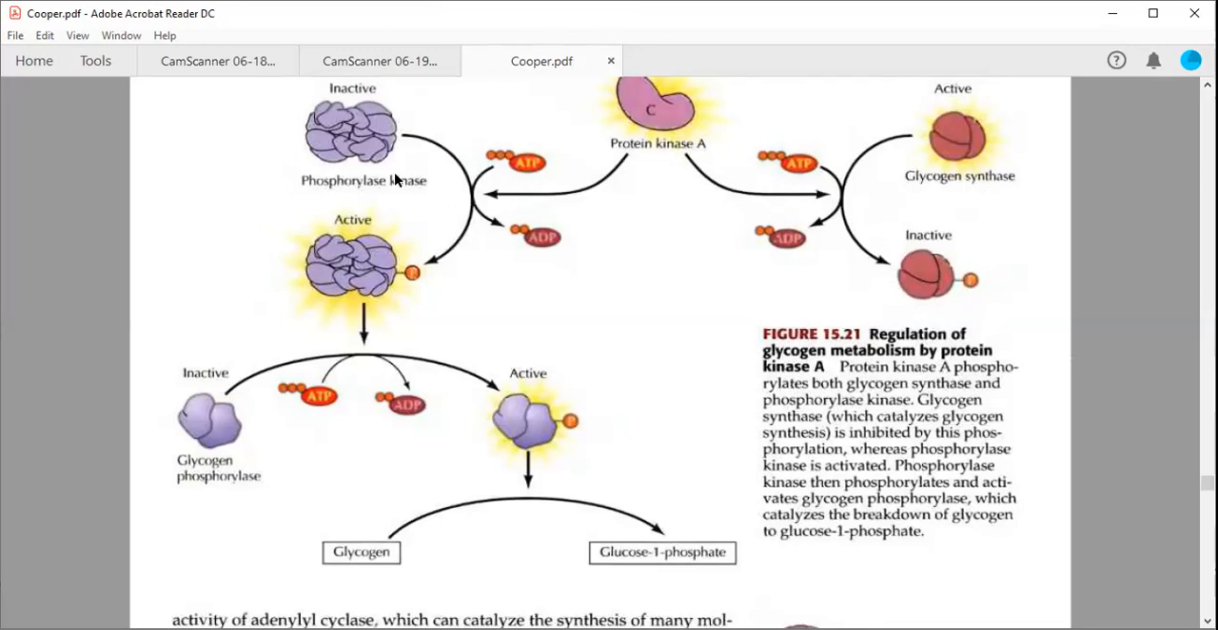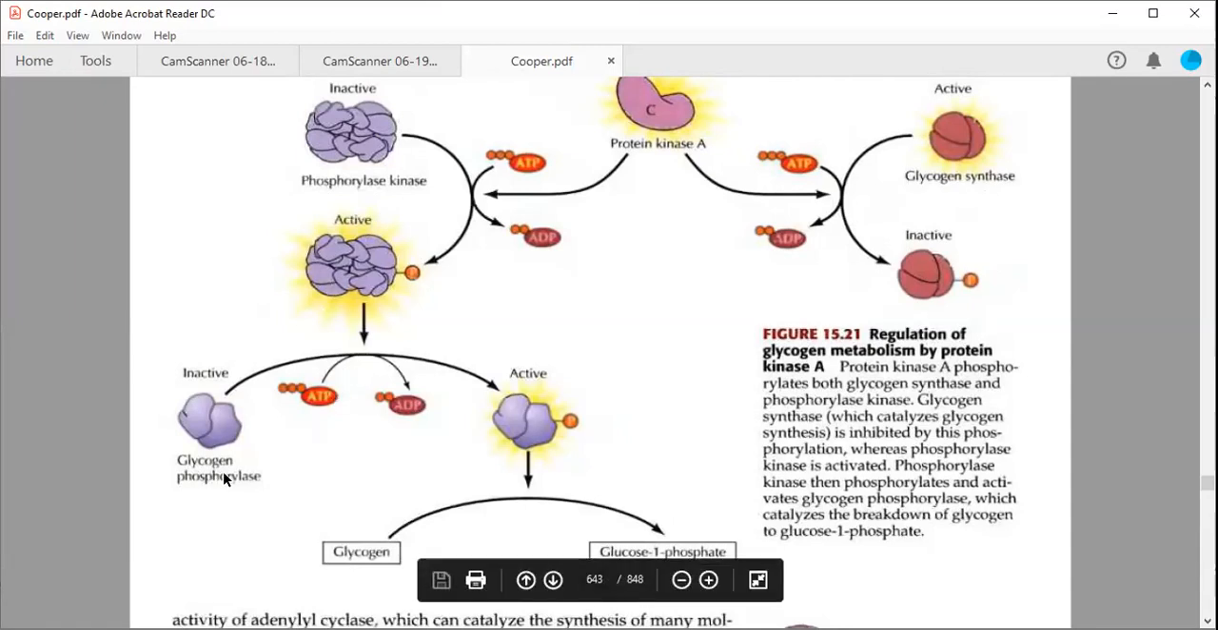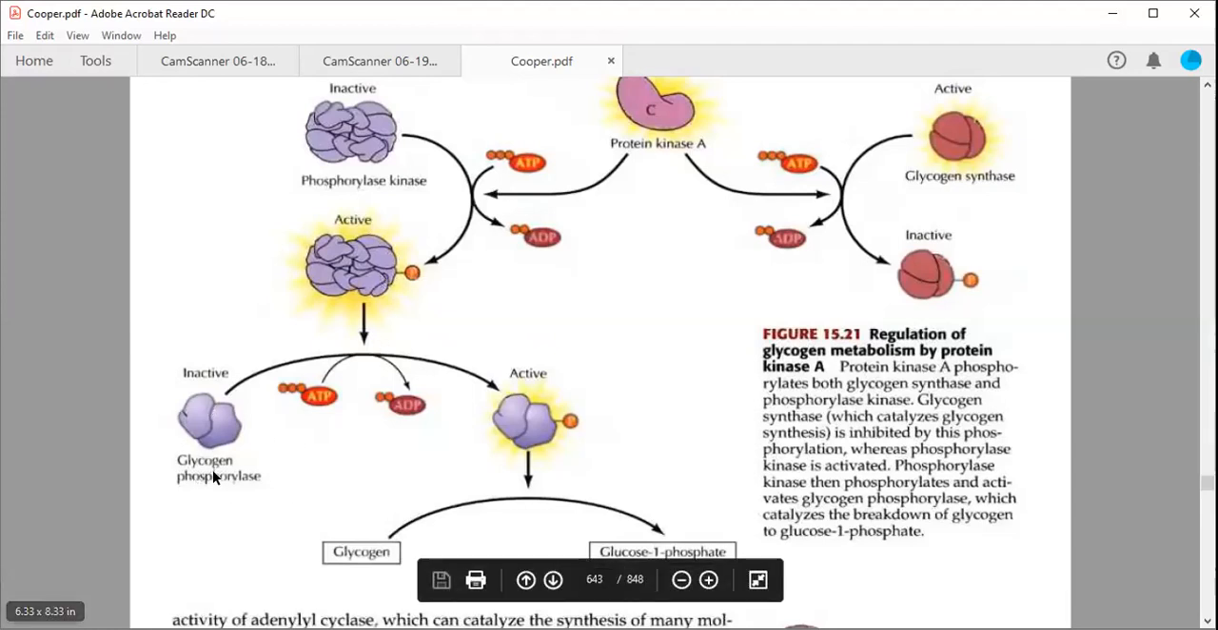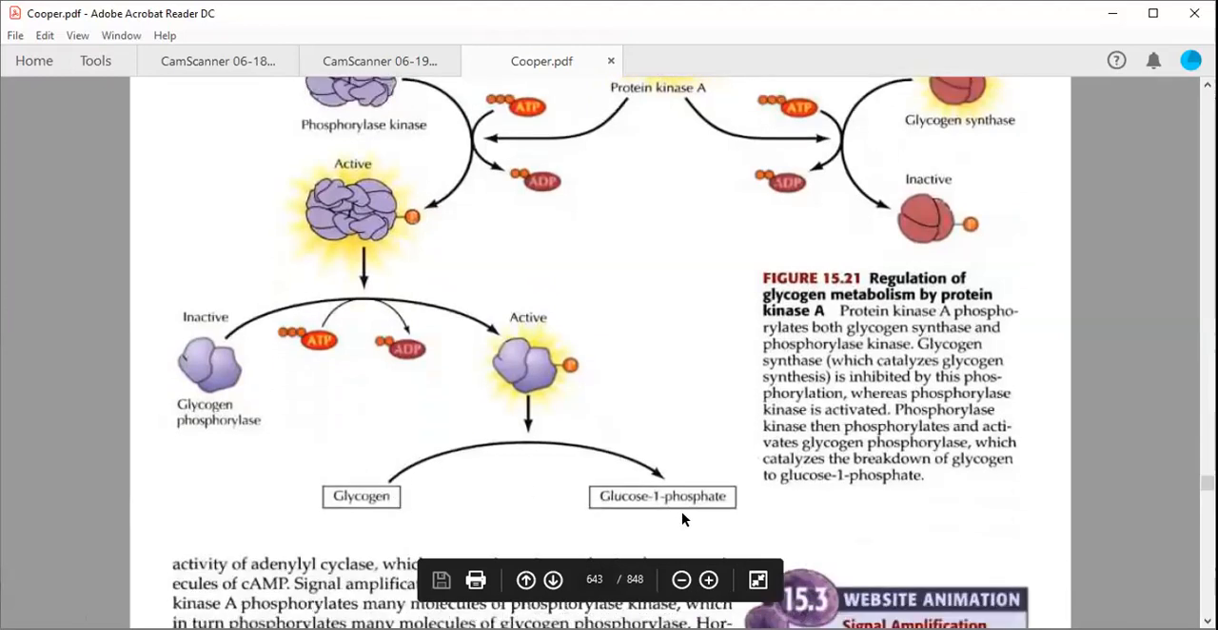Now the phosphorylase kinase is also a kinase. So once it is phosphorylated, it will be activated, and because it is a kinase, it is going to phosphorylate some other proteins. The next step is to phosphorylate glycogen phosphorylase. Now protein kinase A is not having any role. Once the phosphorylase kinase is activated by phosphorylation, it is going to phosphorylate the glycogen phosphorylase. When the glycogen phosphorylase is phosphorylated, it will become activated, and it is going to break your glycogen into glucose 1-phosphate.